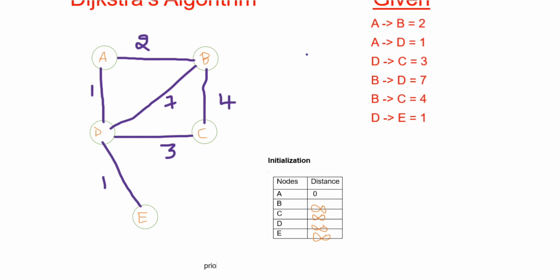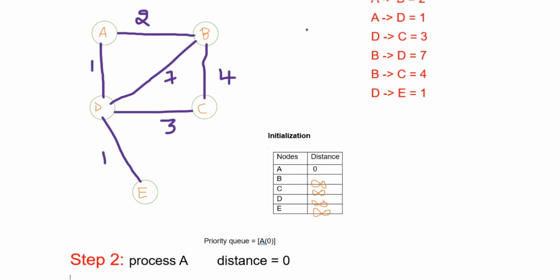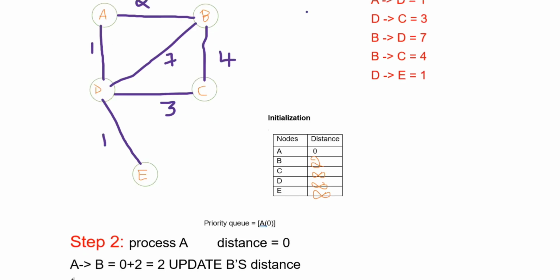Next, this is the priority queue now. Step 2 is to process A. The distance of A is equal to 0. The current node is A.